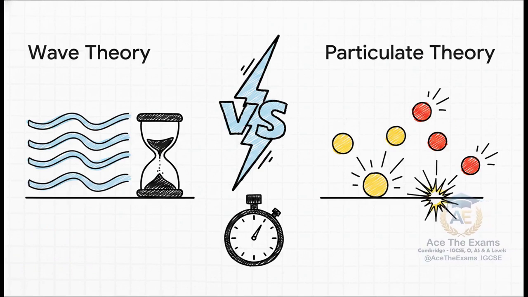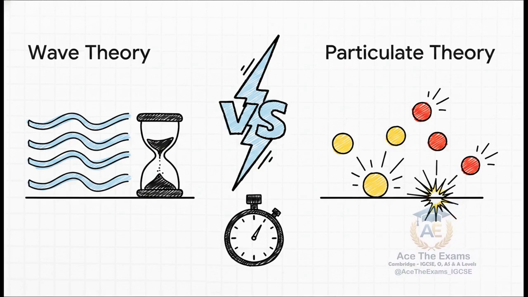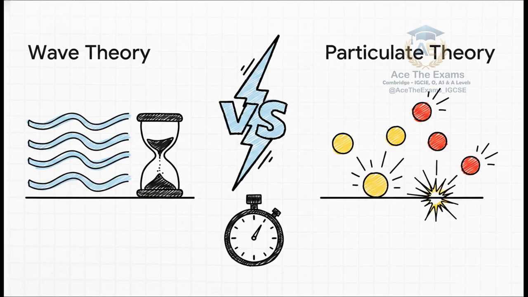You provide the hard evidence of instantaneous emission, and you conclude that the photon model is the only mathematically and physically sound explanation for the existence of a threshold frequency. Master this comparative structure, and you will completely master the conceptual high-mark essay questions.